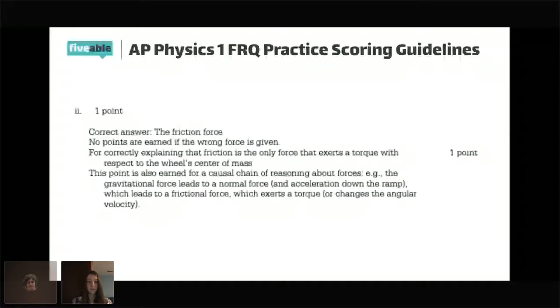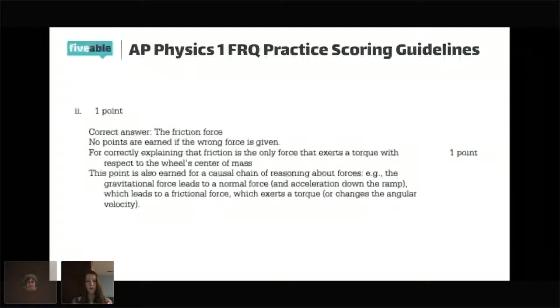So it says the point is also earned for the causal chain of reasoning about forces. So basically correctly explaining that friction is the only force that exerts a torque with respect to the wheel center of mass. You could either just say that that's the force that causes it, but I think it's more rigorous in a way to rule out the other forces. Because if something has to be causing a torque, and you have 3 forces, and 2 of them can't cause a torque, then the third one has to cause a torque.